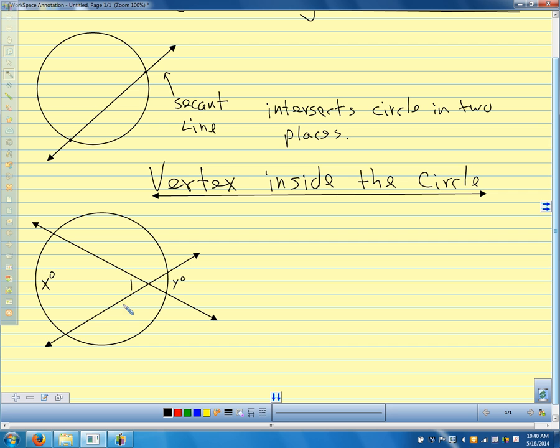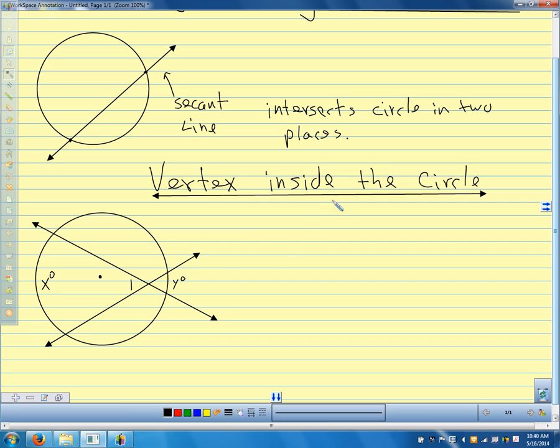For these, we're saying our vertex is inside the circle. It's not at the center. Our center of the circle is going to be here. We mark the center of a circle with a dot. So we can't say, oh, they intersect in the circle, so it's the center. Not at the center, not on the circle.